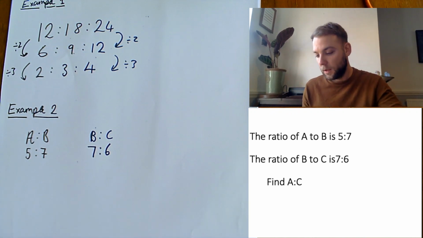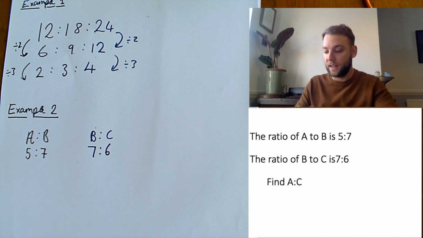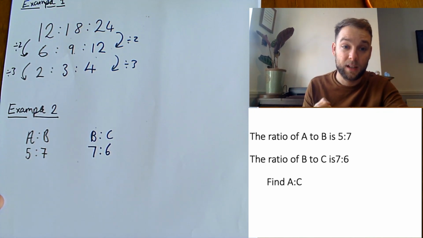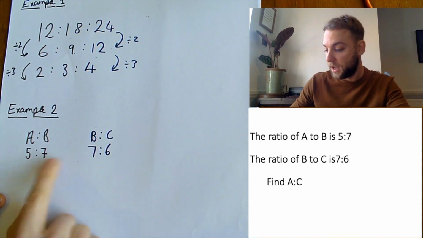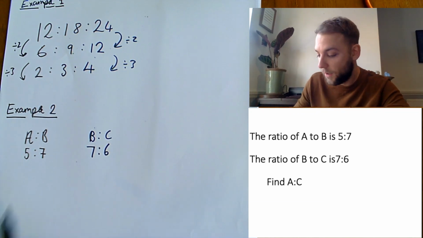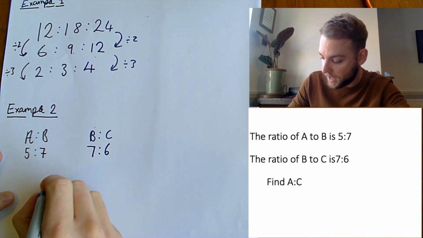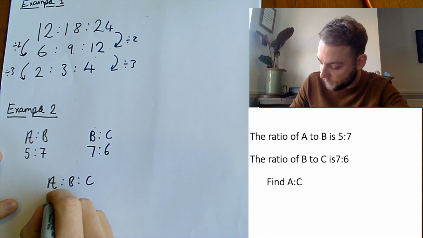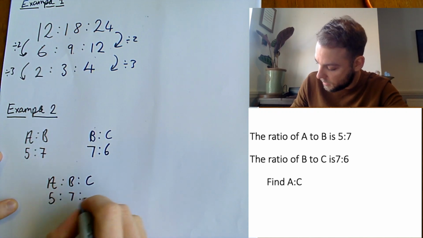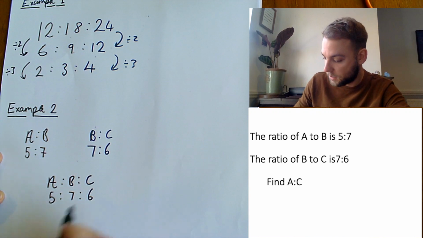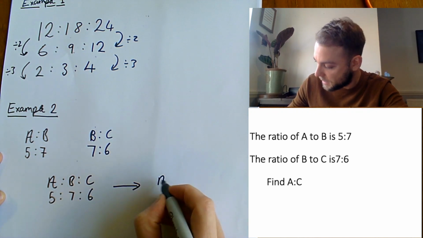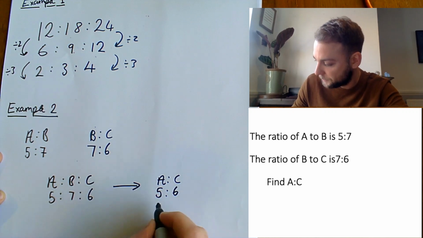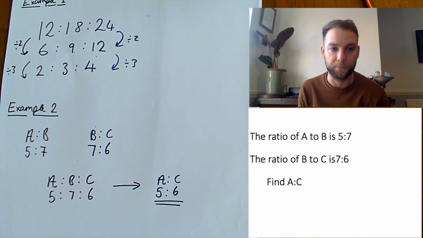So, the only thing that's in common in both of these is this B. That's the thing that we need to make the same. Now in this one, we're really lucky because actually it's already the same. So I can write A to B to C as 5 to 7 to 6. In which case the ratio of just A to C is going to be equal to 5 to 6. And there's your answer for that one.